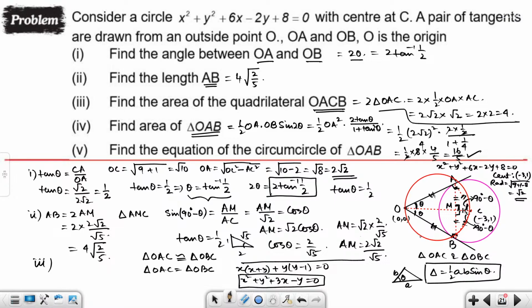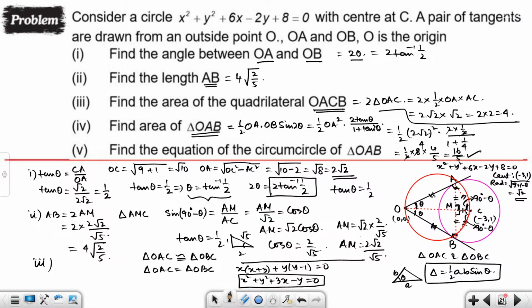And the circle which is passing through OAB will definitely pass through C, because they are cyclic quadrilateral. OACB will be the cyclic quadrilateral. So you must remember that way. Okay, all the points I have discussed in this sum, you must remember.